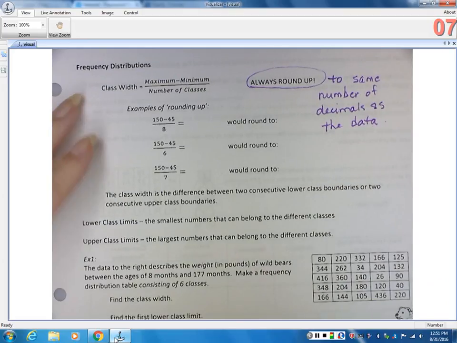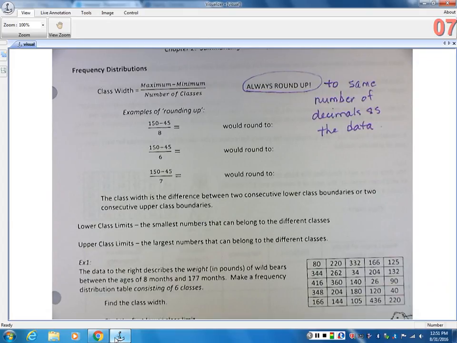And the reason that's important is because if you're talking about money, money is going to be given in two decimal places. You don't want to round your class width. For example, I asked y'all about the amount of change you had. I wouldn't want to round my class width up to the nearest dollar, because that means all of my data would wind up in the same class. So I would want to round it up to the nearest penny for the class width. So you round it up always, but it's to the same number of decimals as your data is.